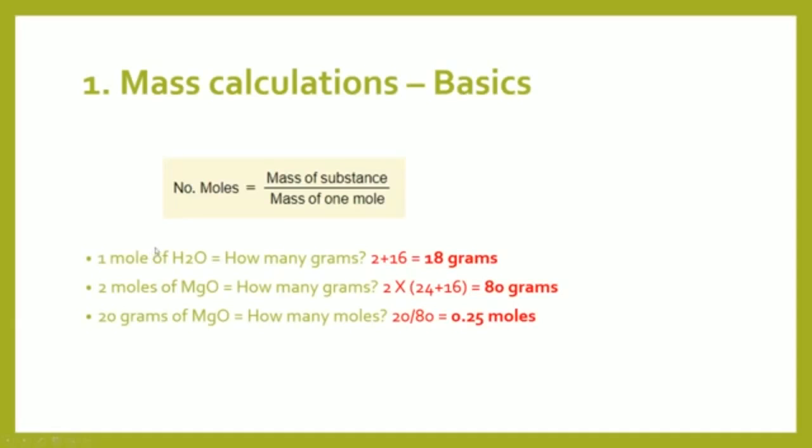So in terms of mass calculations, let's take a look at some examples using the basics here. 1 mole of water, which is H2O, how many grams is that going to be? You need to think to yourself, we talked about 1 mole having the relative formula mass. So the relative formula mass of H2O is just the added atomic masses, which is 18 because you add 2 to 16. 2 moles of magnesium oxide will simply be magnesium oxide's relative formula mass, which is 24 plus 16, which is 40, but you times that by 2 because 40 is the mass of 1 mole. You've got 2 moles here, so that's 80 grams, and you get the gist.